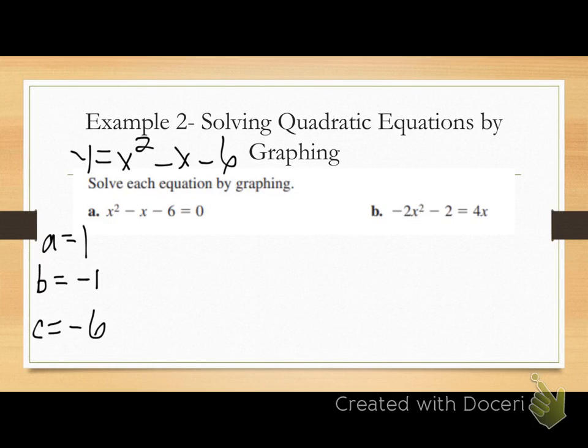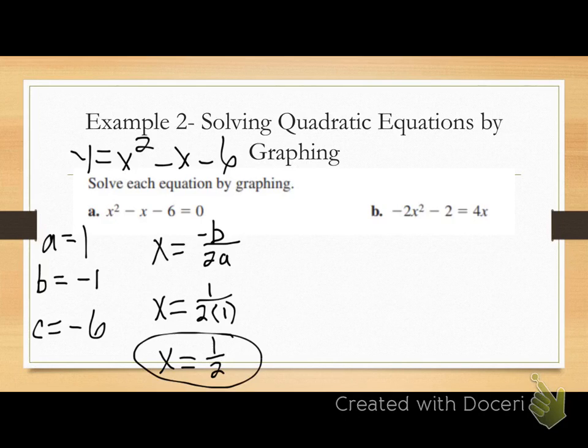Okay. Now let's find our axis of symmetry. Opposite of B over 2A. What's the opposite of my B value? 1. What's my A value? 1. So x equals what? 1/2. Good old fraction. There's my axis of symmetry. Everyone good finding the axis of symmetry?